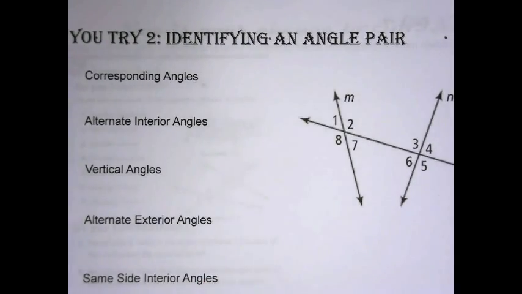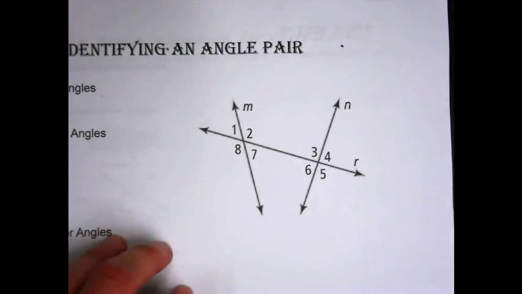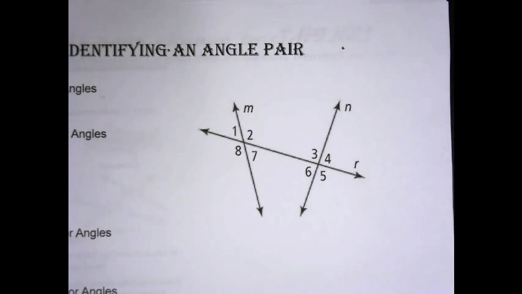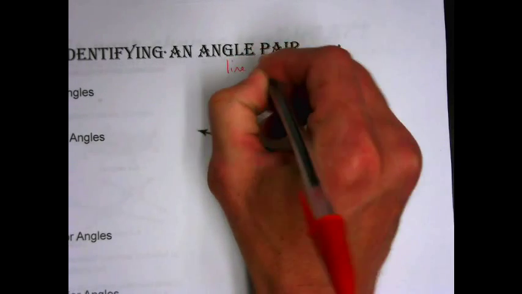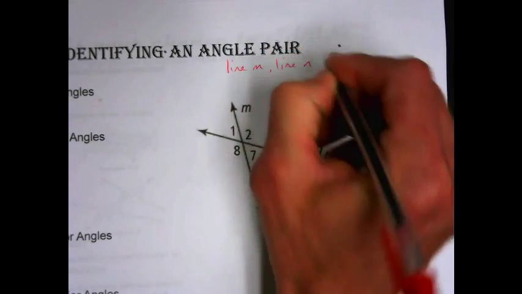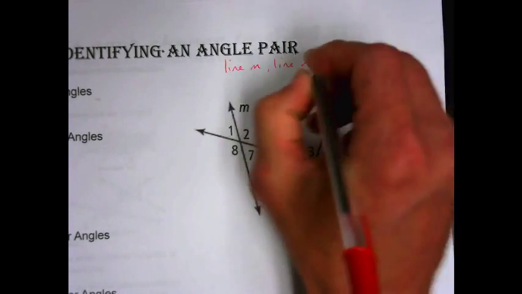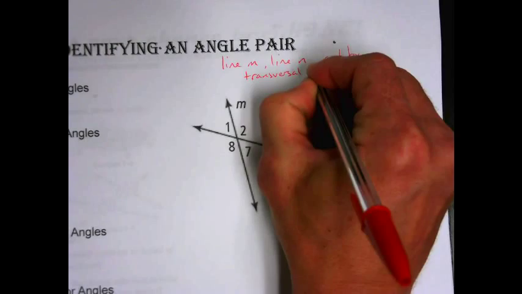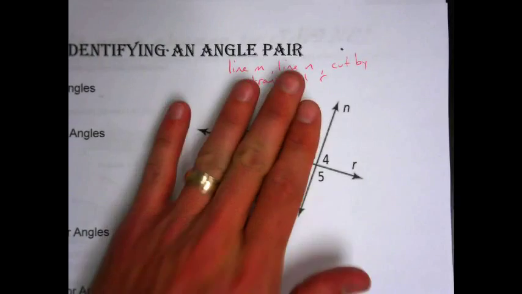We're just going to dive in and name some stuff, right? So this is what's happening. We have basically lines M and N being cut by the transversal R. Okay, so first we have to see what's happening. So we have line M and line N crossed by transversal R. I like using the word cut, like cut by transversal R. That's the picture we're looking at.